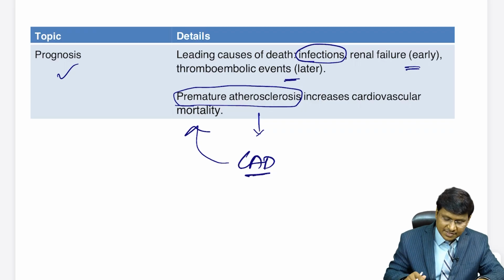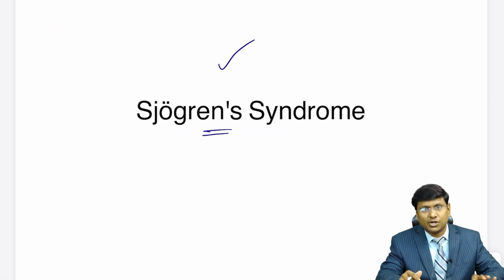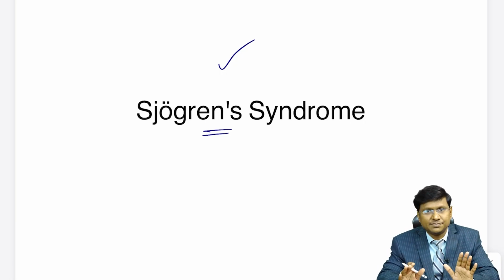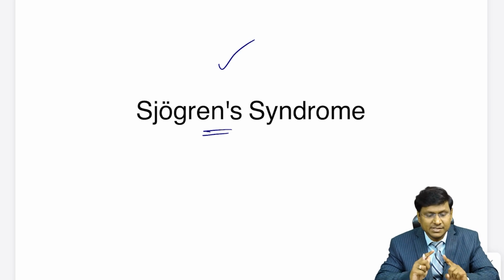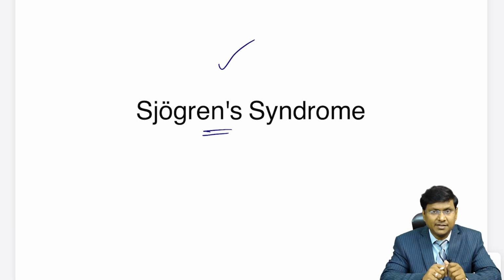Now, after having discussed SLE, the next important topic for discussion will be Sjögren's syndrome. So Sjögren's syndrome, this is also an autoimmune disease, right? Multiple systems are being affected, but the common one is glandular involvement. And what are the common glands which are affected? That is the lacrimal glands as well as the salivary glands. So because of the involvement of the lacrimal glands, there will be dryness of the eyes, right? And due to the involvement of the salivary glands, there will be dryness of the mouth.